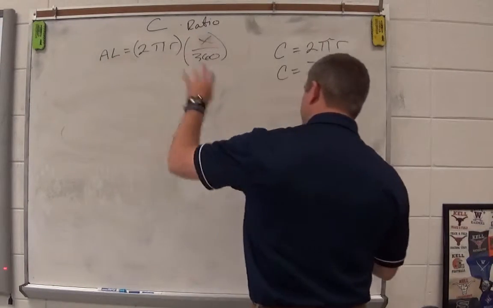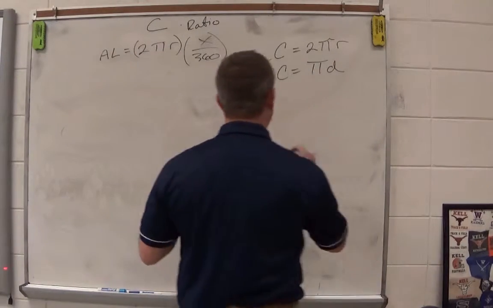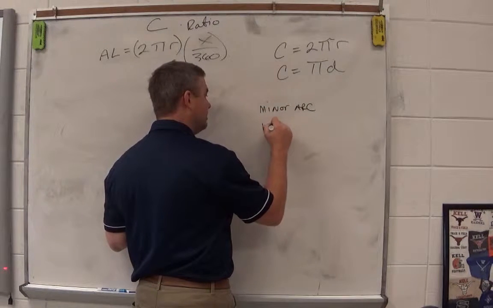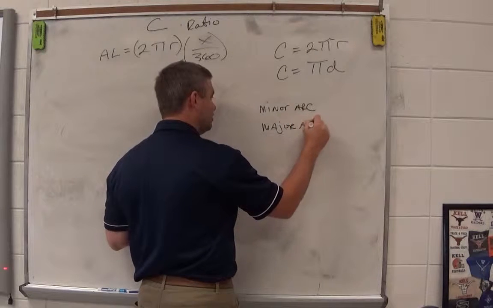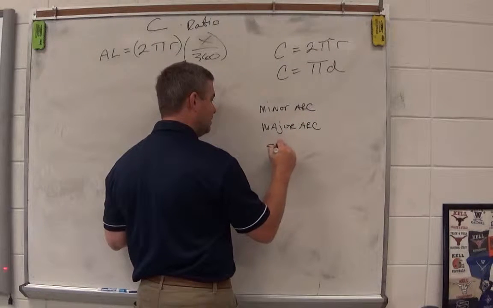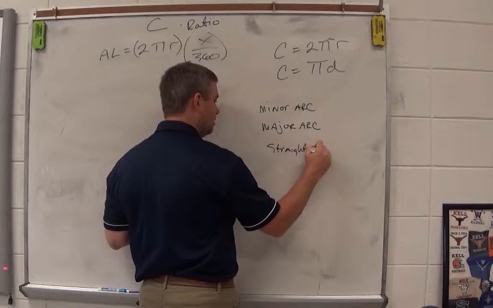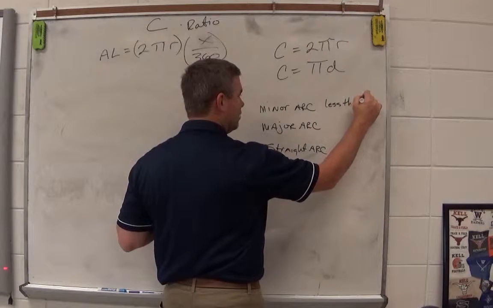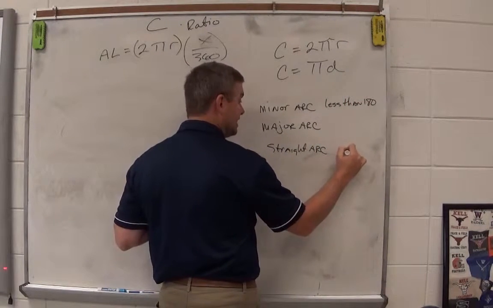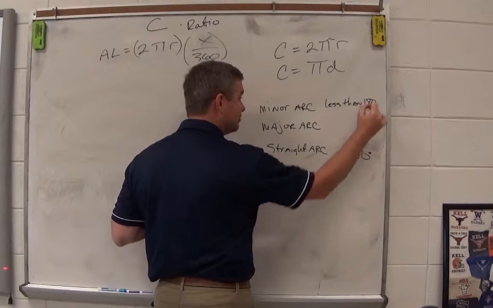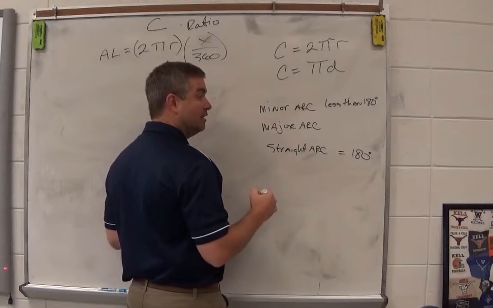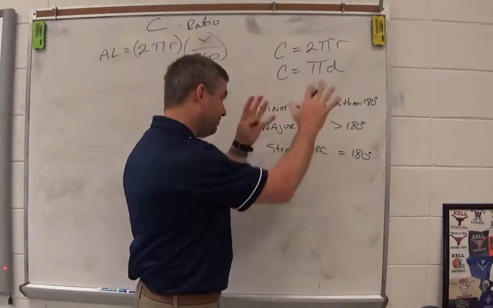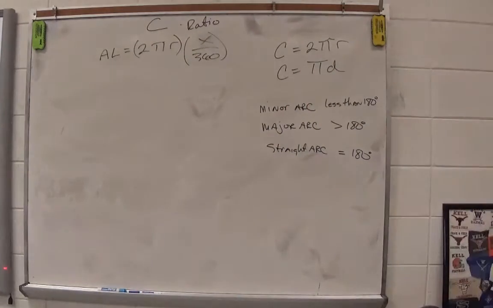Okay? Before we do that, and before we talk about arc length, I need to talk about a couple of things. Minor arc, right? What is a minor arc? What is a major arc? Okay, and then what is a straight arc? Okay, a minor arc is less than 180. A straight arc is equal to 180 degrees, right? And a major arc is how much? It's greater than 180 degrees. Okay, I'm kind of abbreviating there, but that's important.